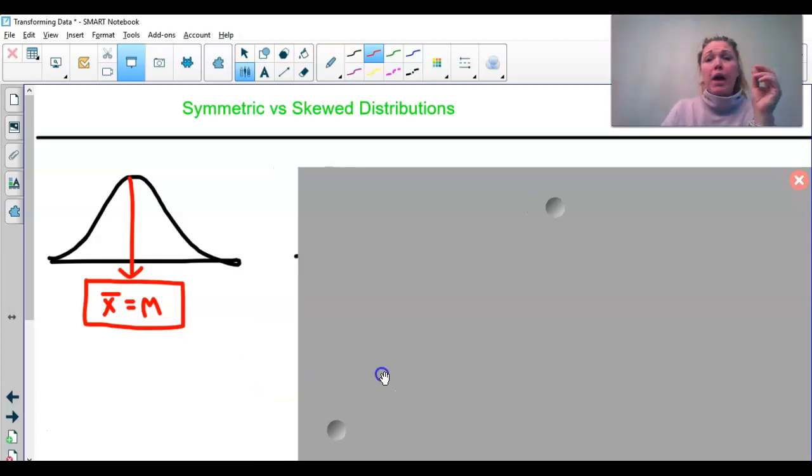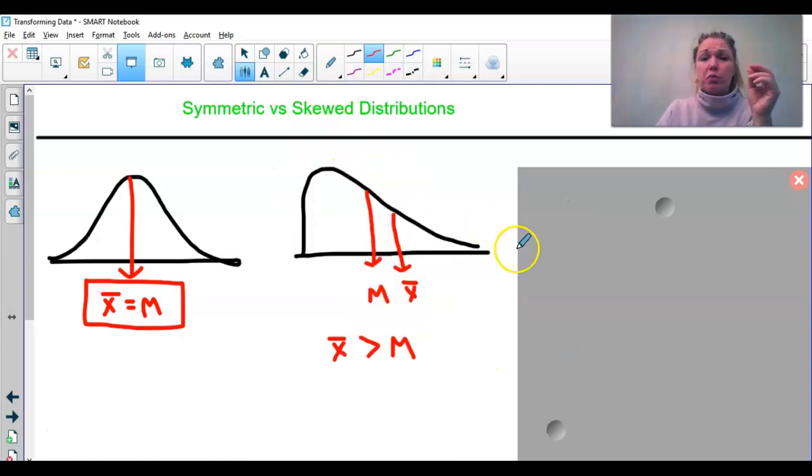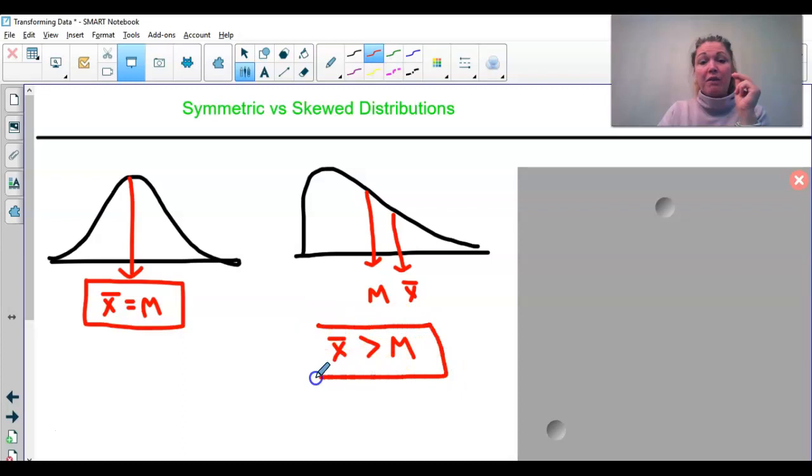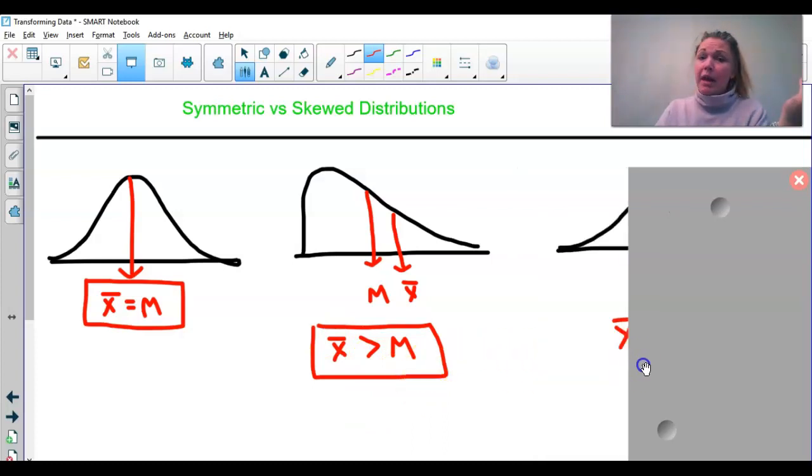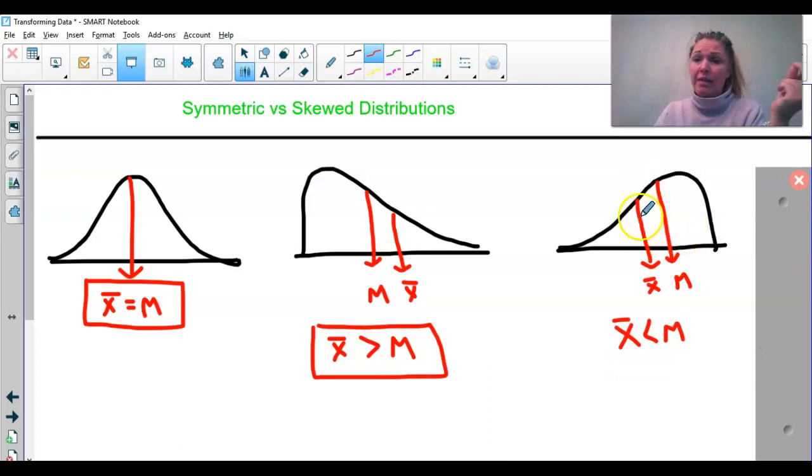When you have data that is skewed to the right, the mean is going to be influenced by those extreme observations over here, which means the mean is going to be greater than the median. Again, if you're given a mean and a median describing a distribution, you should be able to describe the shape of that distribution without looking at all of the data, just at these two statistics.